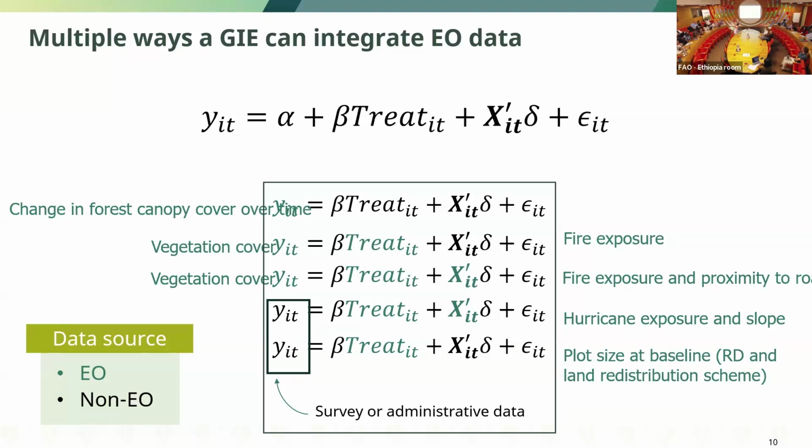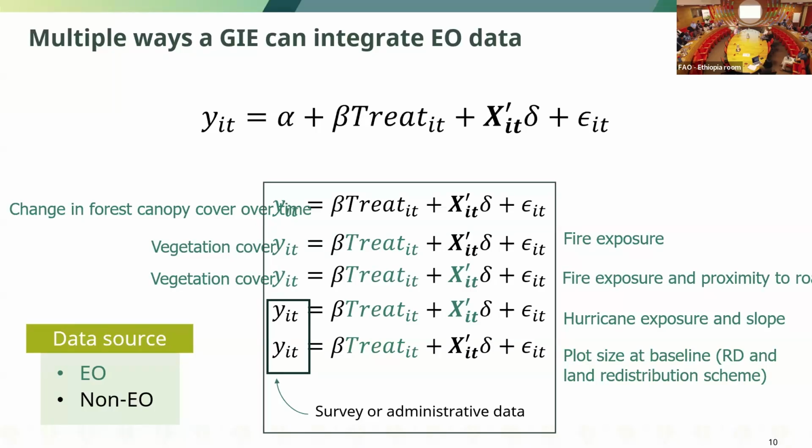There's another version where you combine both the treatment status, let's say fire exposure, where you take a VIIRS product or a fire burn scar product to identify which pixels or locations have been affected, and you're also taking a look at vegetation cover. So now we've got two forms of EO data that go into your regression, into your impact evaluation. And then the third one that I'll describe is one in which every single data source in your study comes from remote sensing, from Earth observations.